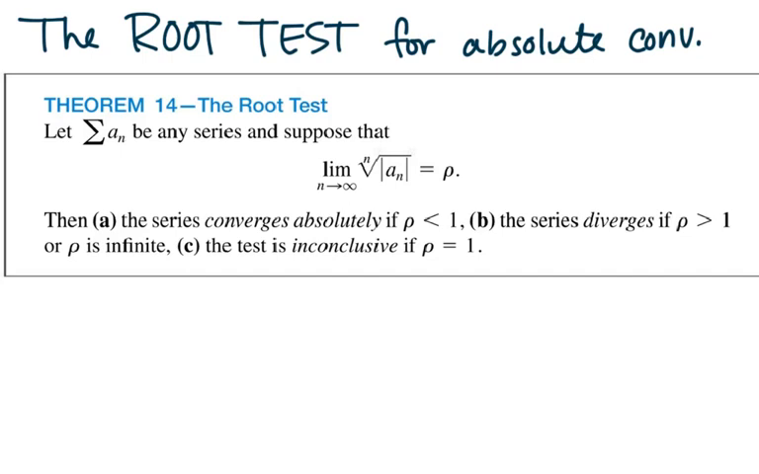If rho is less than 1, we can say it converges absolutely. If rho is greater than 1, it diverges. And if rho is equal to 1, it's inconclusive. So instead of doing a ratio of terms, we're going to be looking at the nth root of a term and then applying that limit to positive infinity.